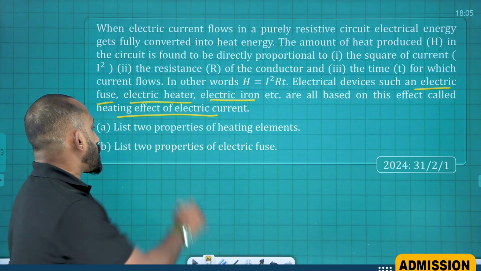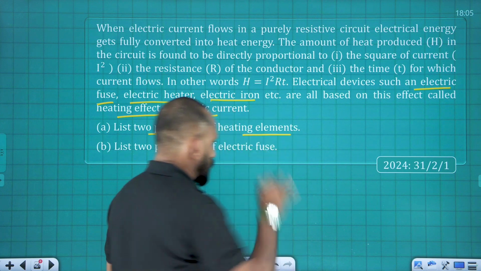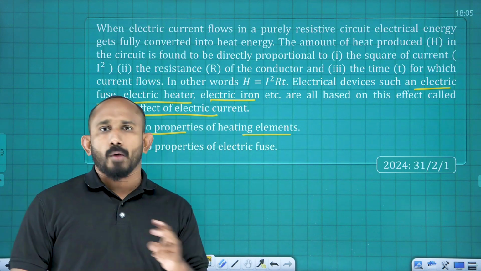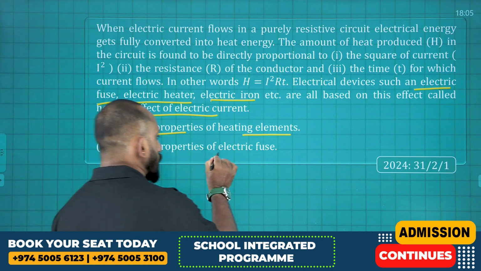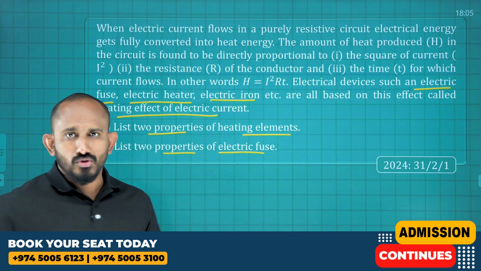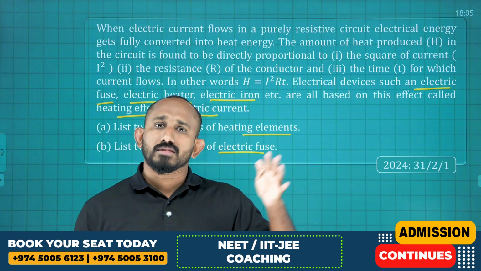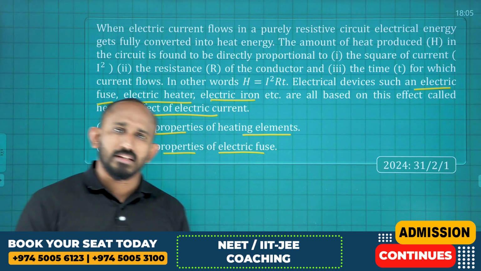Part A. List 2 properties of heating elements. You have to write 2 properties of heating elements. And list 2 properties of electric fuse. So, compared to heating elements, what should an electric fuse be? Like that, 2 concepts.